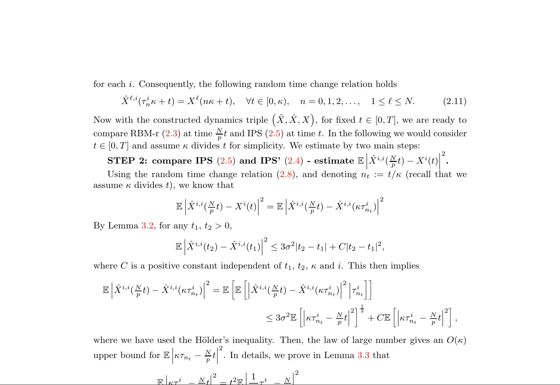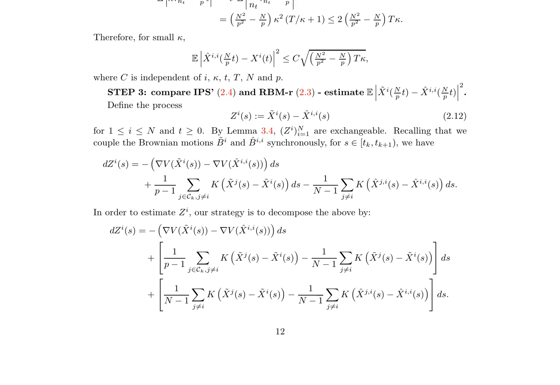The authors then compare RBM-r with IPS, using a random time change relation to construct a suitable coupling. This leads to an O(square root kappa) upper bound for the distance between IPS and IPS. By decomposing the process Z into three parts, the authors estimate the distance between IPS and RBM-r, resulting in an O(1/square root n) upper bound.